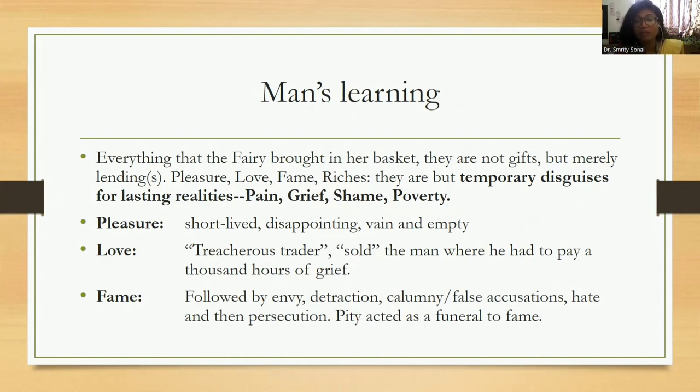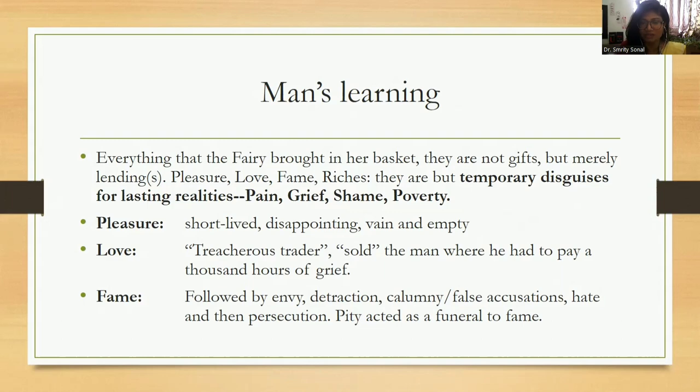And he felt that fame and popularity is going to be the right gift for him. But slowly, he realizes only towards the end that fame is a temporary idea. And very soon it brings in new emotions of envy of people. It attracts the envy of people. It brings in detraction. It brings in false accusations, and people try to tarnish one's image, and it brings hate. And eventually, the last stage of fame is persecution.